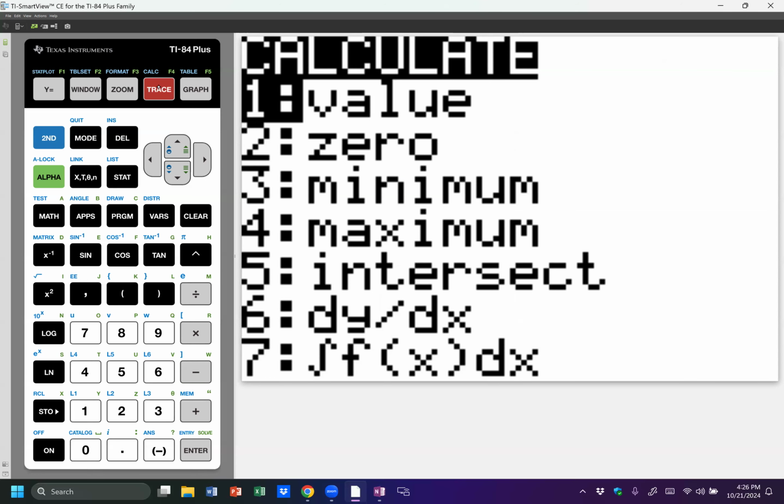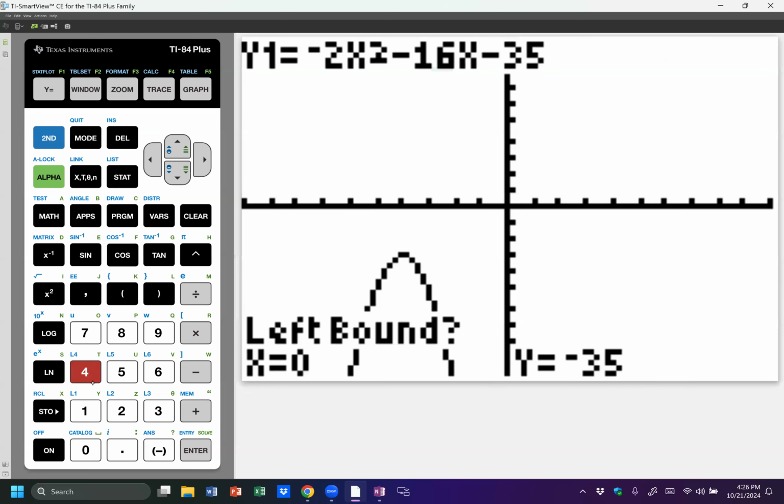This one is a maximum. It's up high, so we're going to do number 4 for maximum. And then it should say left bound. Make sure it says left bound in your screen. This one's a little bit harder to see your cursor. I can't see my cursor right now. If you can't see your cursor, the y value, see how my y is -35? That means my cursor is really far down on my graph.